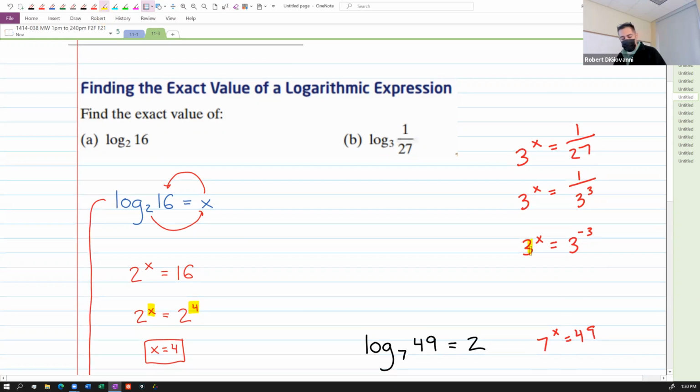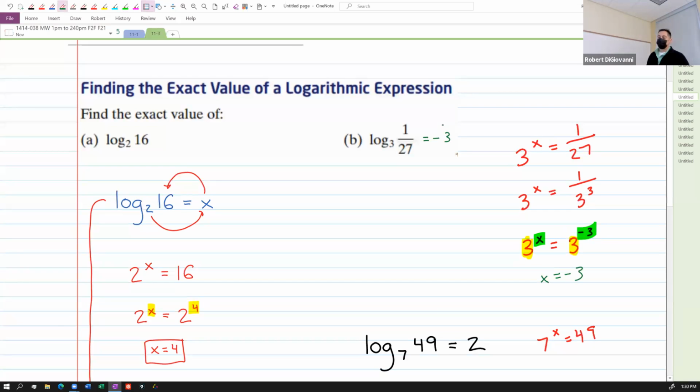And now these have the same base, right? They both have 3. And so all I need to do is make sure that the exponents match. And to make sure the exponents match, we get x is -3. So the answer to this is -3. What do you think? Does it make sense or not?